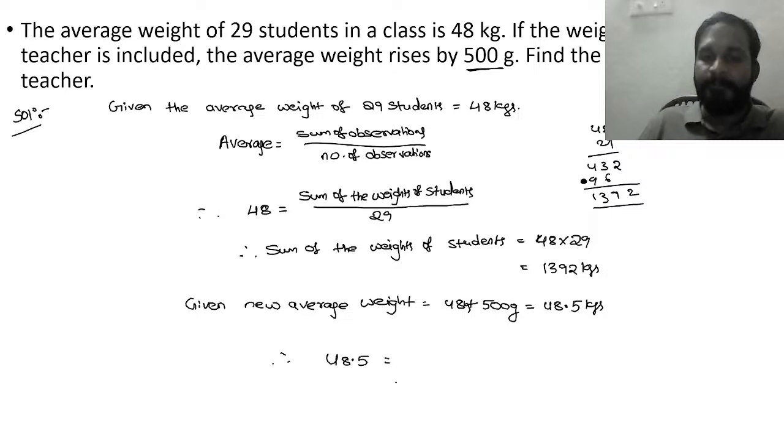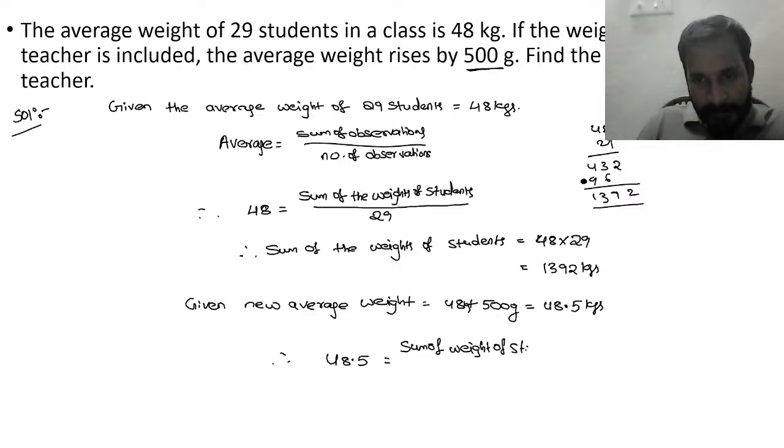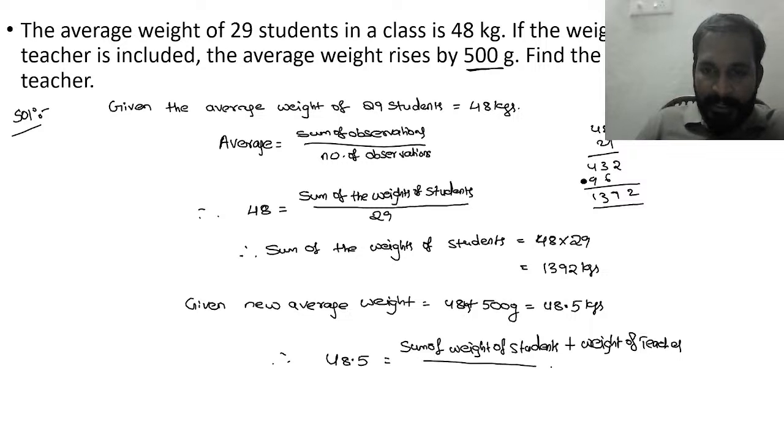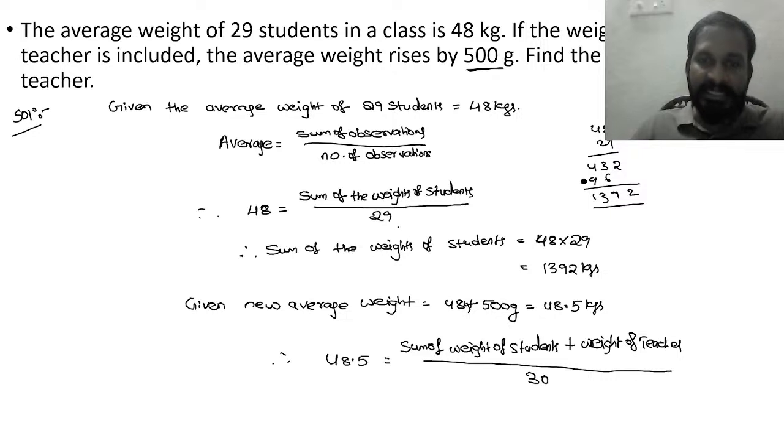Therefore, 48.5 is equal to sum of weights of students plus weight of the teacher, by the new number. The new number will become 30. Why? Because earlier there were only 29 students. Now one teacher is added to the group, so the new number of persons or observations will become 30.